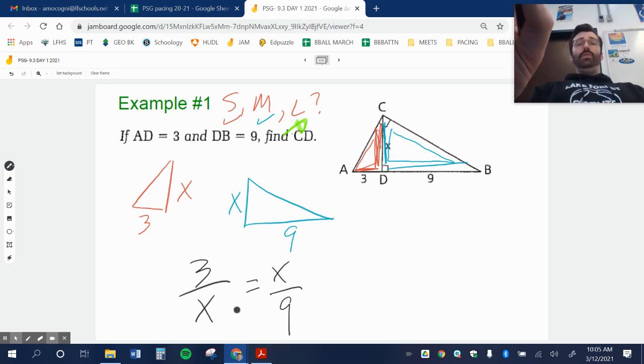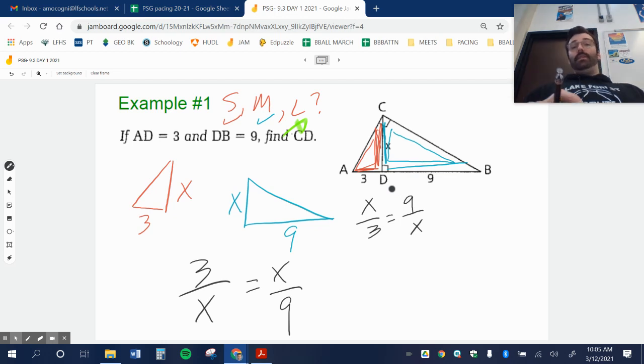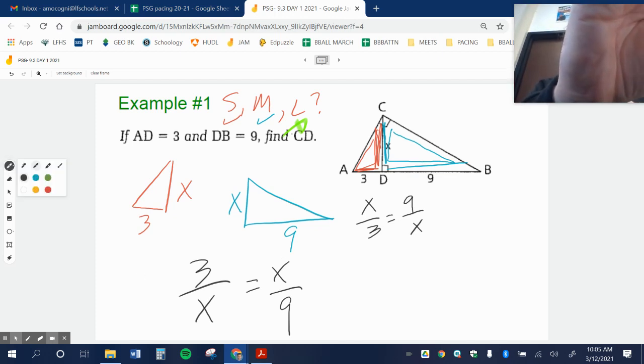Or you could have set it up like x over 3 equals 9 over x, recognizing that, hey, the x's are still across from each other. That's the biggest thing. That's how we're going to set up all these problems. Whatever appears twice goes across. It could be a number too. I could have like 10 appearing twice, and then I put 10 here and 10 there. It doesn't always have to be x.